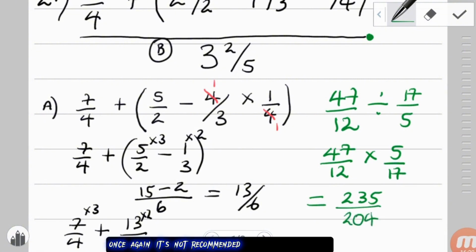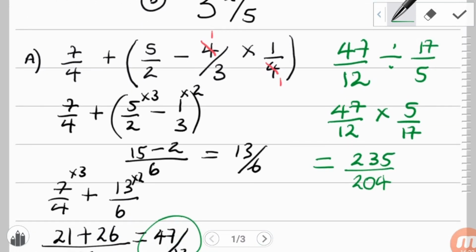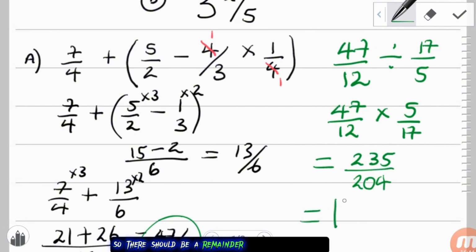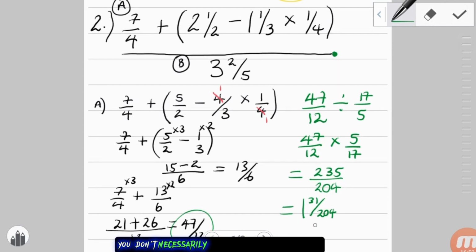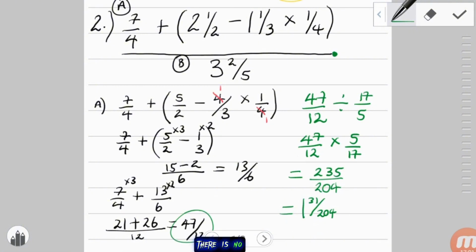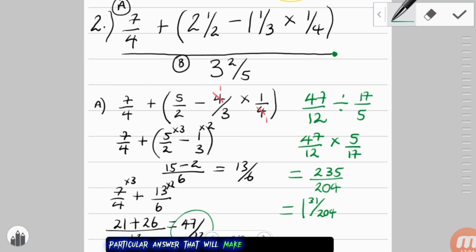Once again, it's not recommended to leave your answer in a mixed fraction form. So how many times do we think 204 can be extracted from 235? That only seems to be about one time. So there should be a remainder of approximately 31 over 204. Now for exam purposes, you don't necessarily get problems like these, but it does show that regardless of the structure of the question, you can get a variety of answers. So there's no particular answer that will make your problem correct. Once you have applied the principles correctly, then you should be okay.